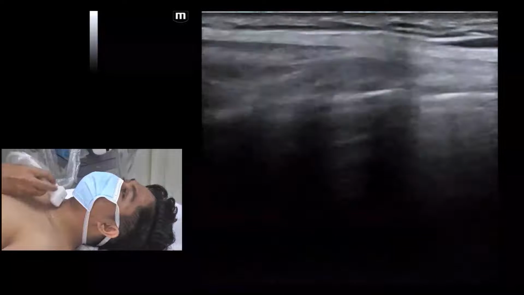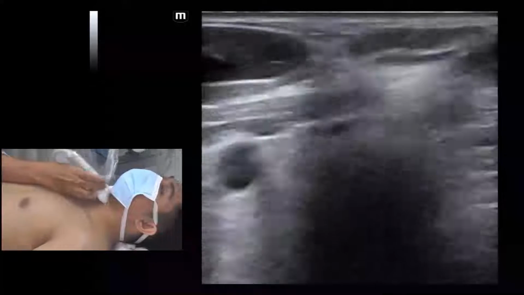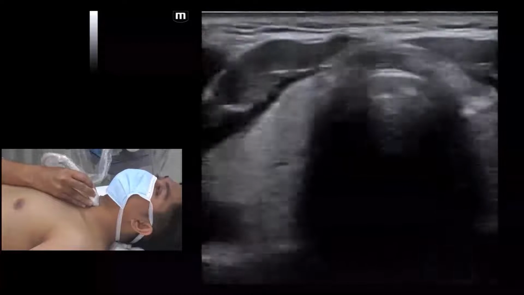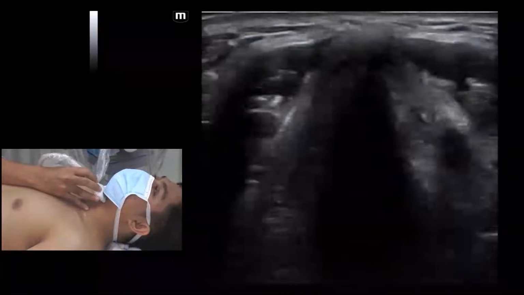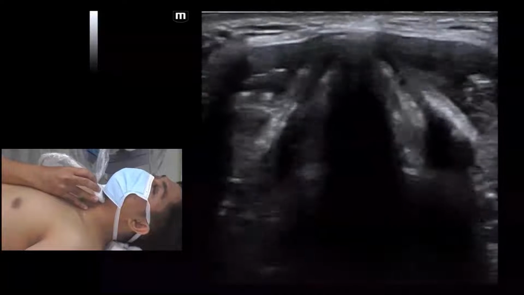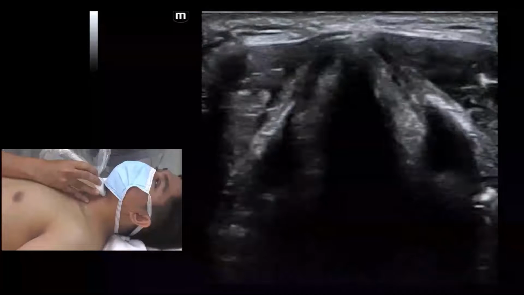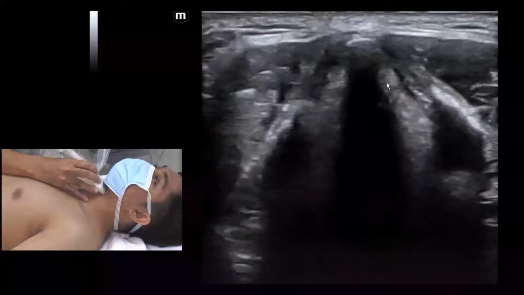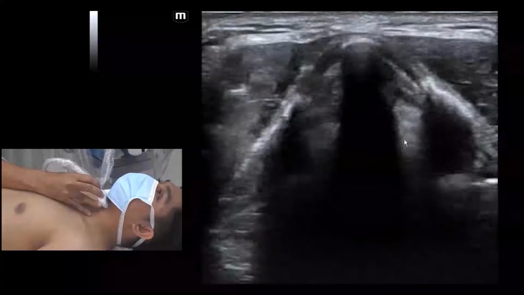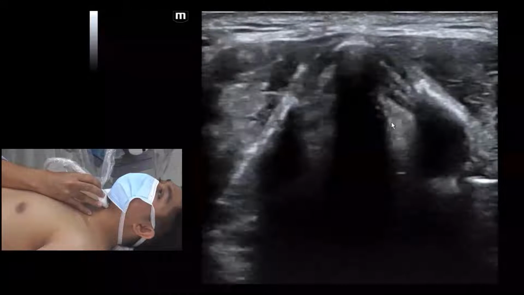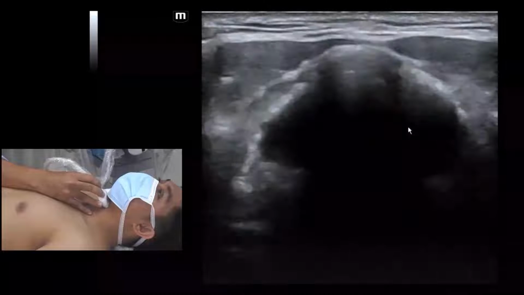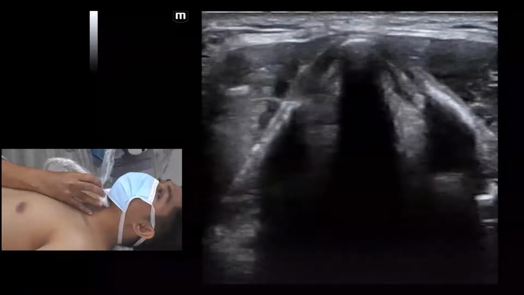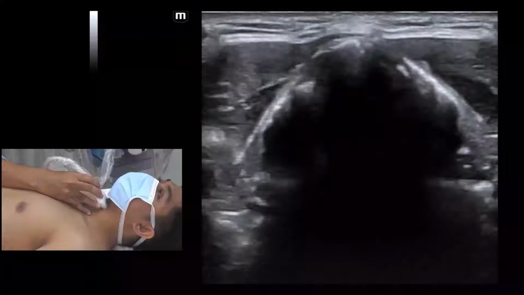Okay, coming back to the airway, we are going to turn the probe into a transverse view, and I'm going to explain the various structures that we are going to see. So let's start from the top. If you find this triangular structure, you are actually seeing the thyroid cartilage. And can you see this movement? Can you see that the vocal cords are moving? So this is the thyroid cartilage with a view of the vocal cords deep.